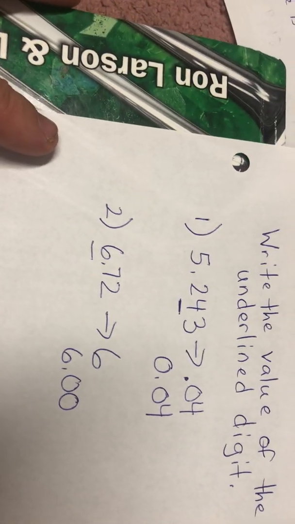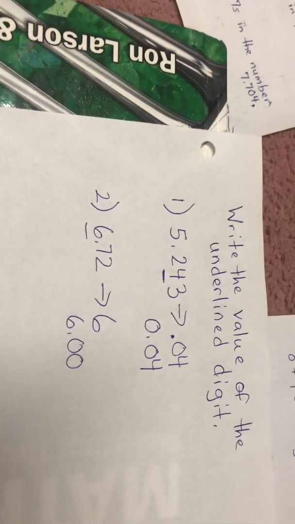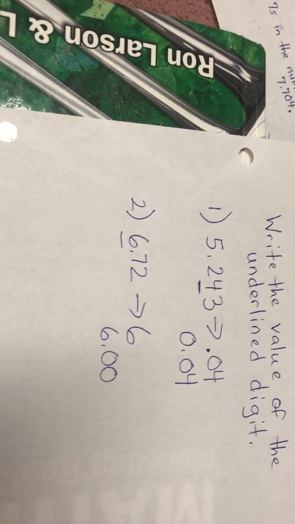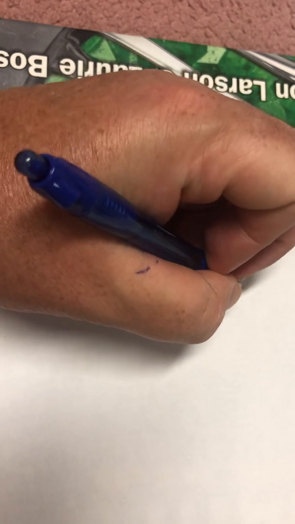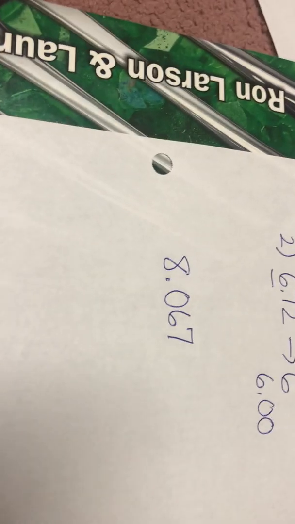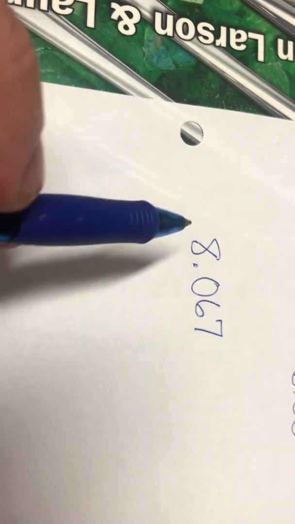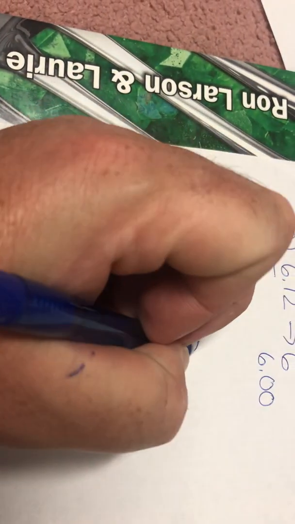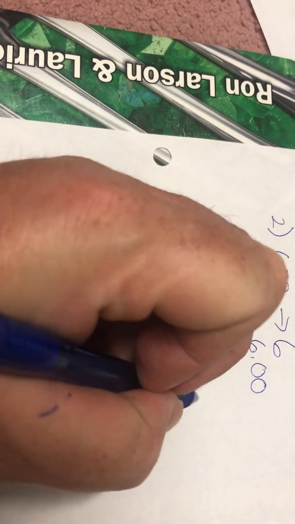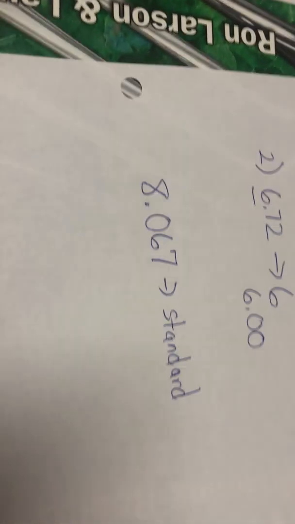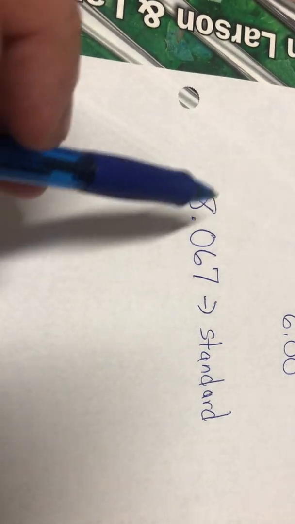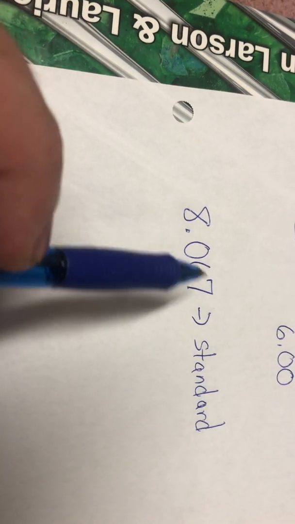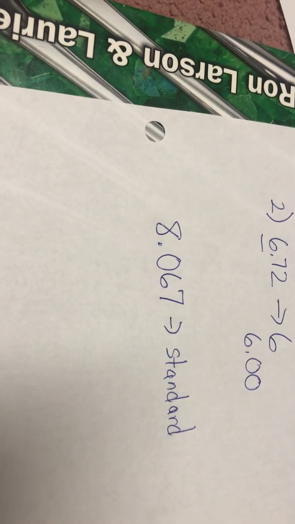Okay? So, let's talk about different forms of writing numbers. Okay? So let me just put a number here that we might have. Let's go with 8.067. Okay? So, this is what I call standard form, or what is referred to as standard form, because it's just the regular way that we write numbers with the actual digits. 8.067. That would be considered standard form.